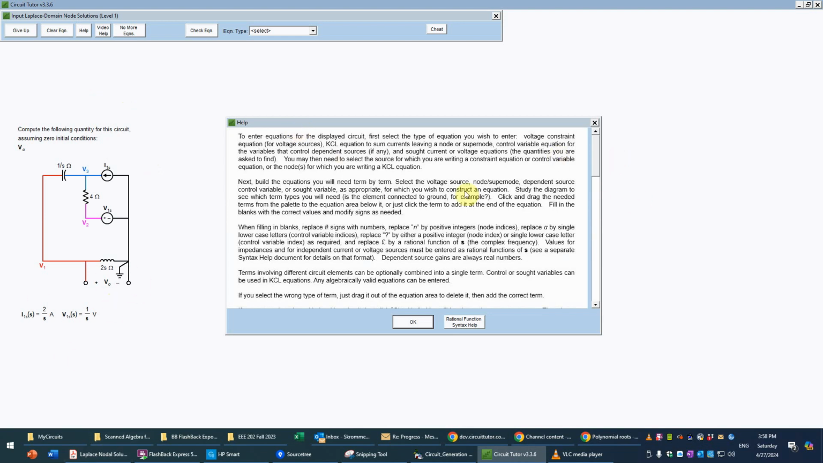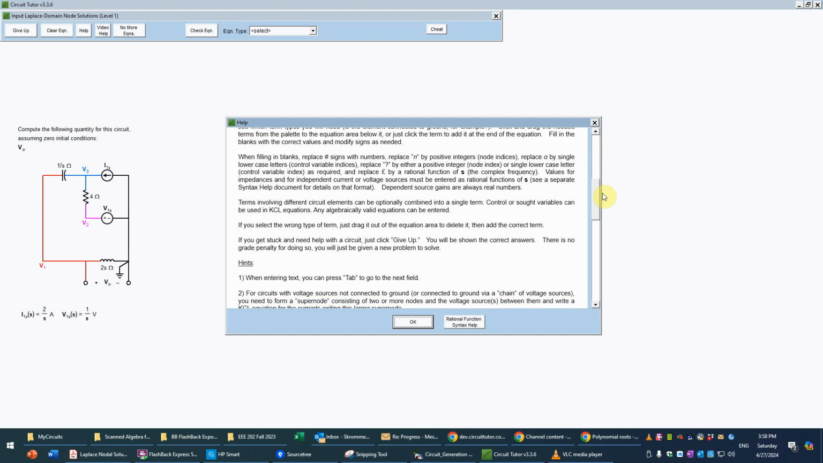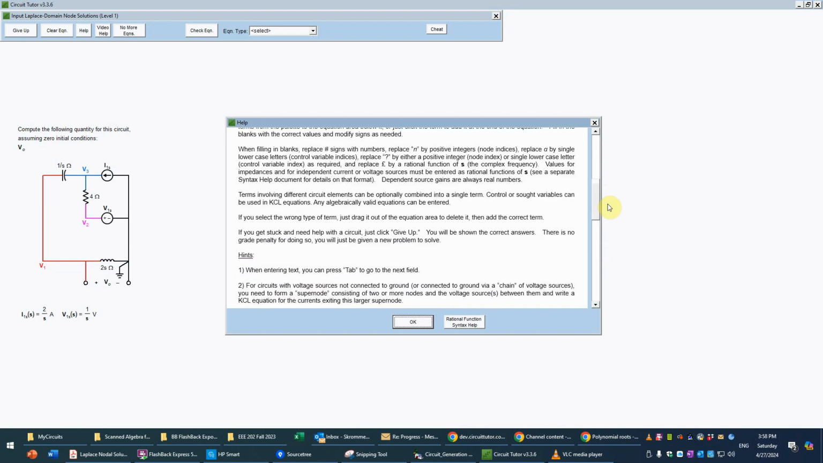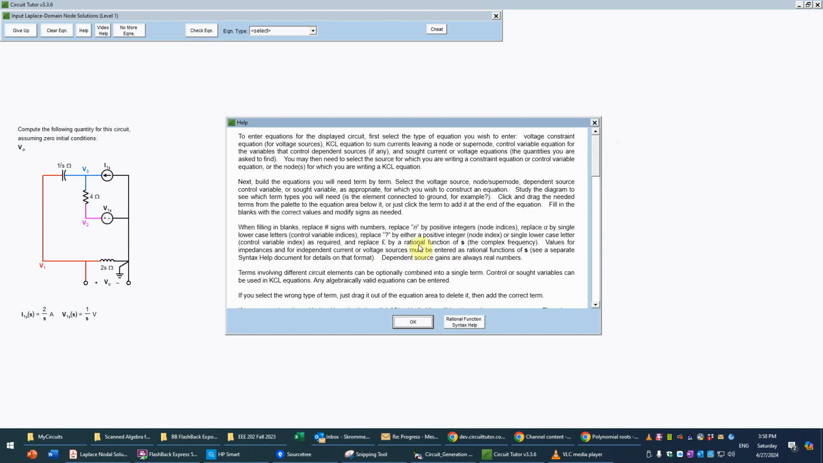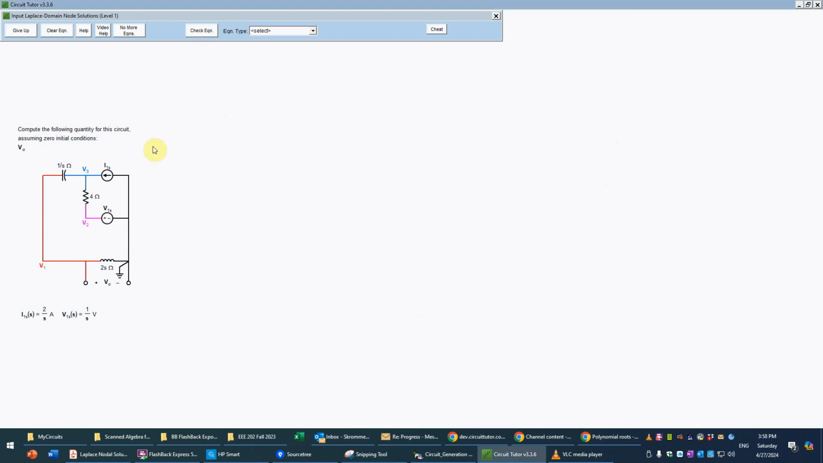Now we have the instructions as to what to do, which are similar to what you would do for a DC or an AC circuit, just except that we have to have functions of S now. And again, the rational function syntax help is available there if you need that. So now we'll start by entering equations. And since we're doing nodal analysis here in this game, we'll start by entering a voltage constraint equation. Since we do have a voltage source, we need to do that.